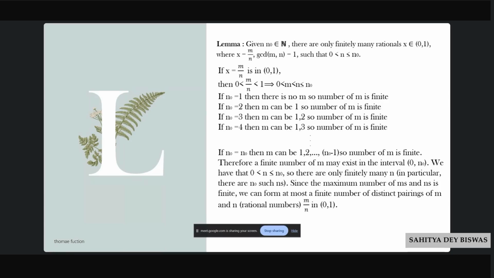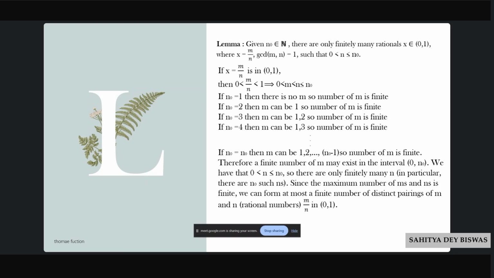So my choice of m is finite for n naught equal to 1. Next, if I take n naught equal to 2, then the only choice for m is 1, that is 1 by 2 only. So in this case also, the choice of m is finite. If I take n naught equal to 3, I can choose m only 1 and 2. And for n naught equal to 4, I can choose m to be 1 and 3 only. I cannot choose 2 because the GCD of 2 and 4 is 2, which is not equal to 1. So 2 by 4 is not allowed here. So I can choose only 1 and 3, and in this case also m is finite.